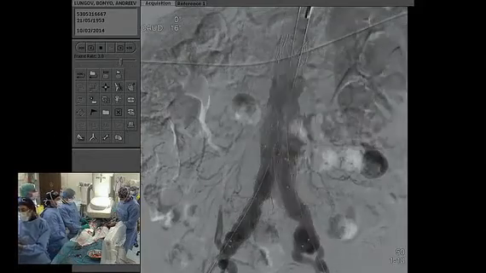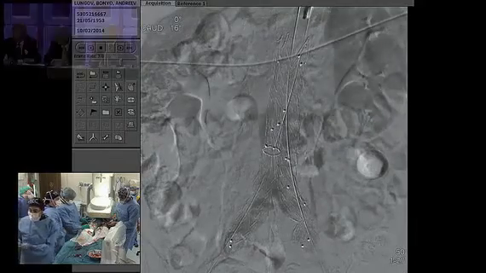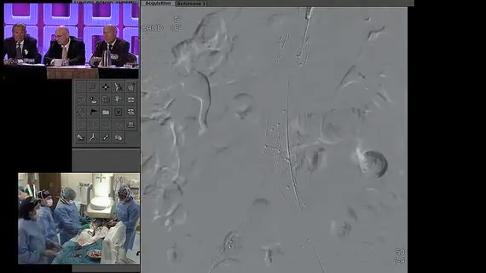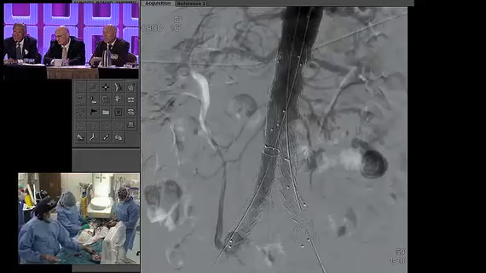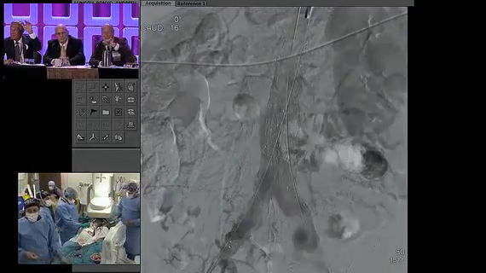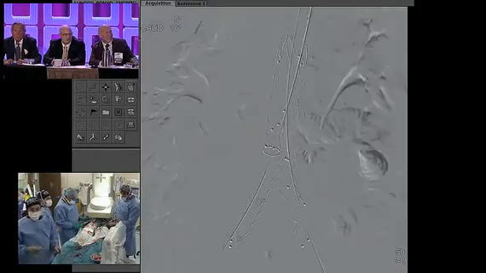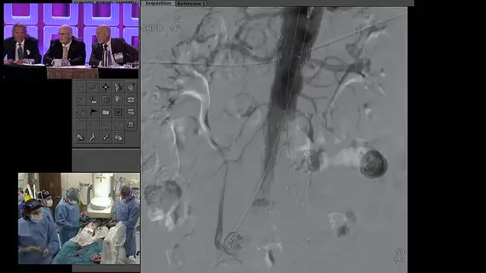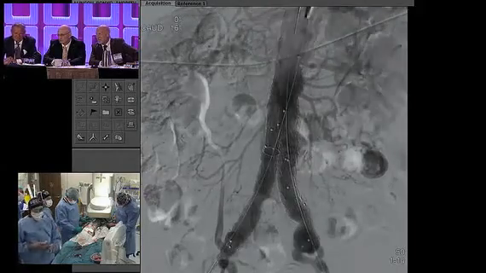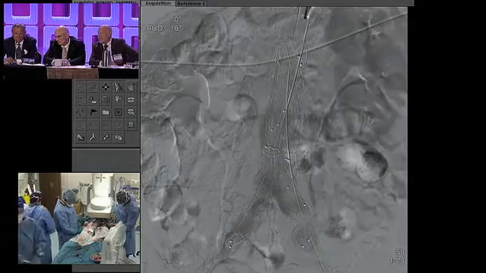Having seen this angiogram now, let's just ask the audience, how many in the audience would leave this aneurysm and think about coming back at a later time? And how many would want to treat it at this particular time? Half and half, I think. Okay. Half and half. I have heard the vote.